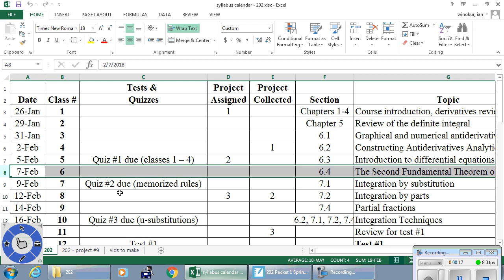That one you have several copies of at the very beginning of our packet. The answer key is also at the beginning of our packet. So take that one as many times as you need to until you get 100. If you need more than the number of copies in the packet, go print them from Moodle.